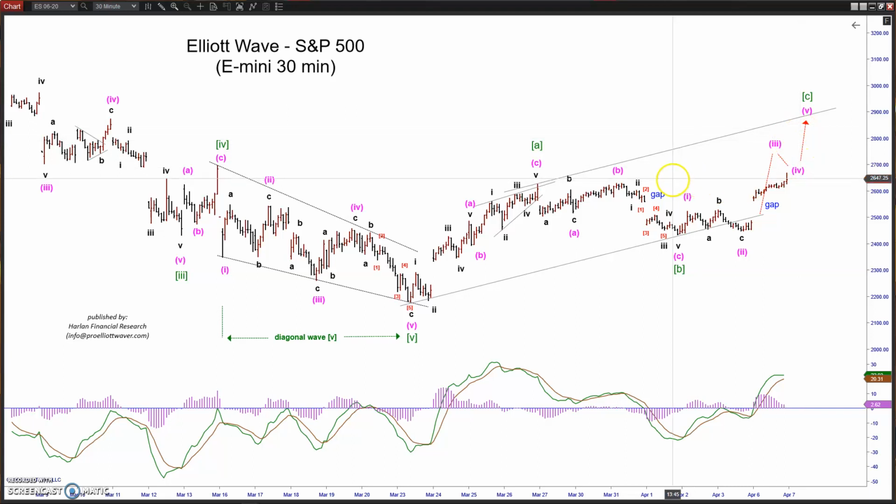Another thing we've added to this chart is these gaps, just to show everybody, if you're familiar with island reversals, this is one of the prettiest island reversals you'll ever see. They don't happen that often, but this one is really pretty, so we wanted to show it.